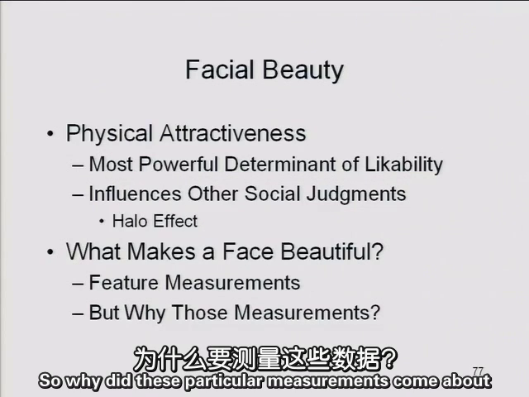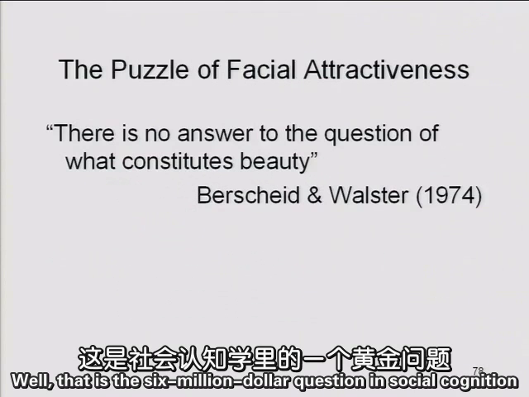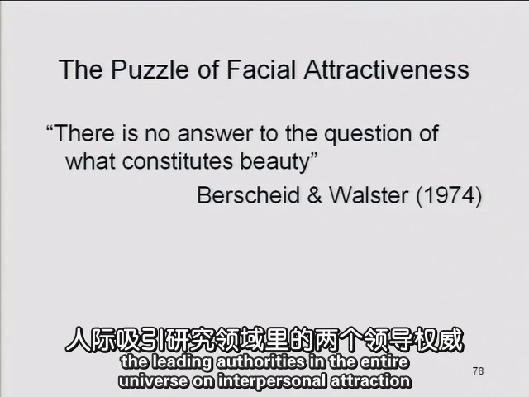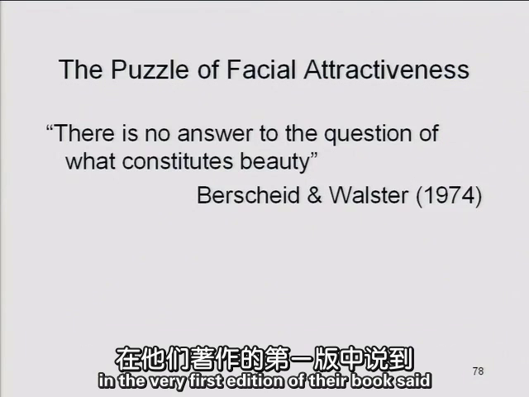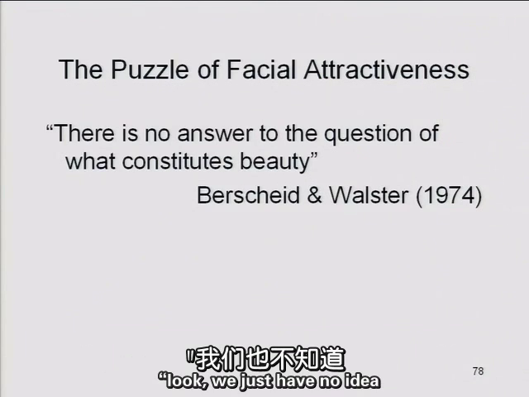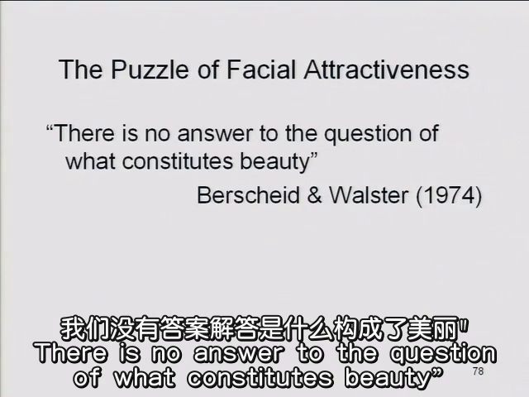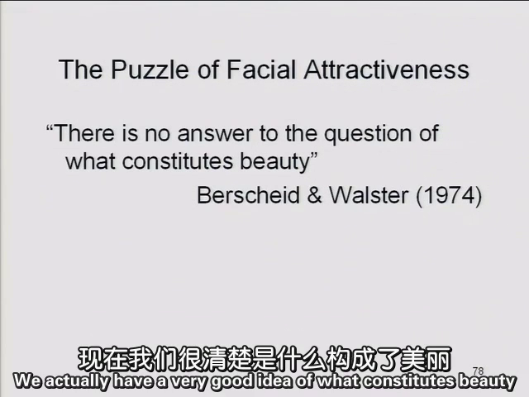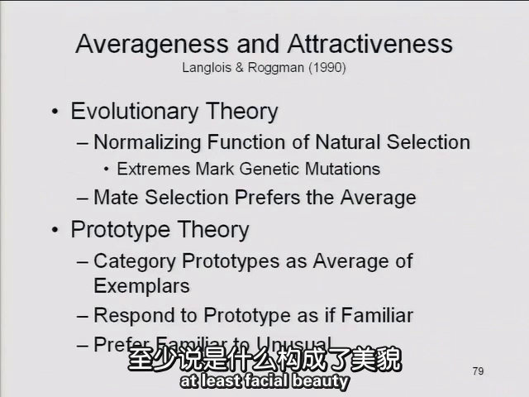But so why? Well, why do these particular measurements come about? Well, that is the $6 million question in social cognition. Ellen Berscheid and Elaine Walster, the leading authorities in the entire universe on interpersonal attraction, in the very first edition of their book, said, look, we just have no idea. There's no answer to the question of what constitutes beauty. Well, that was true in 1974. It's not true any longer. We actually have a very good idea what constitutes beauty, at least facial beauty.